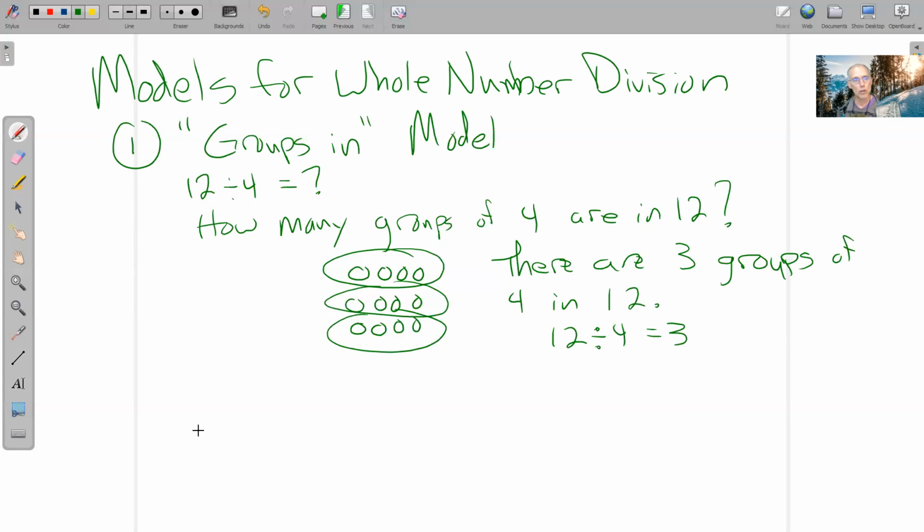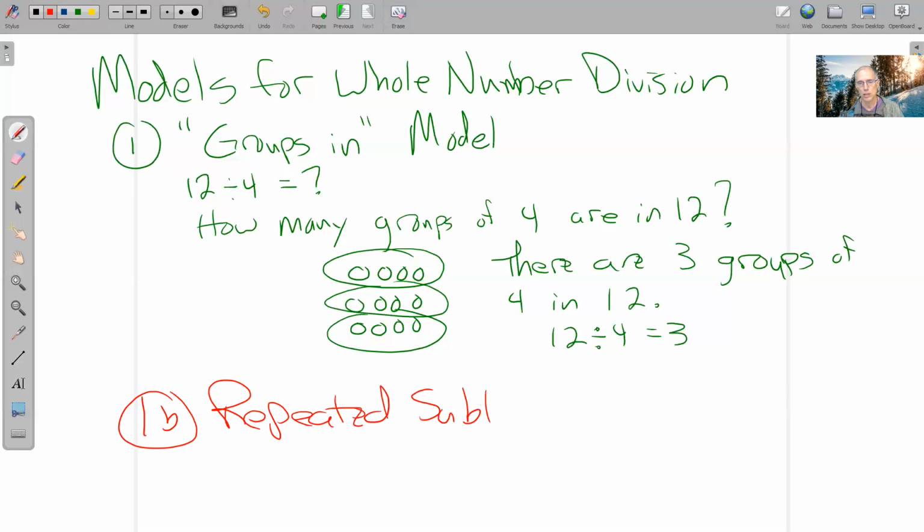A related version of this, maybe I'll call this model 1B, is the idea of repeated subtraction. Some people view it as the same as groups in, some people view it as different. I kind of view it as different. Our book has it kind of lumped in as the same model as that.